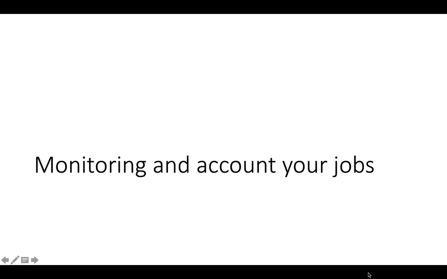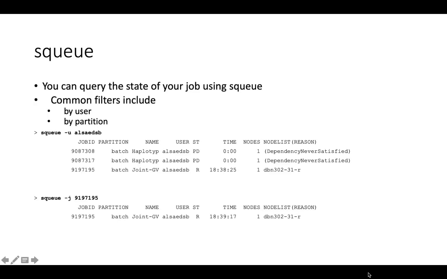Jobs, once submitted to SLURM queue, can be monitored and their accounting can be queried too. sq is a SLURM utility to query the status of a submitted job. By default, sq shows all jobs in SLURM partition. It can be filtered by user or by job ID for concise view of output.